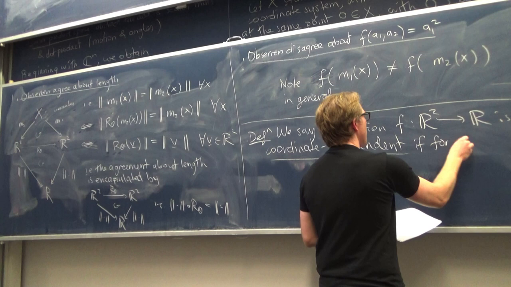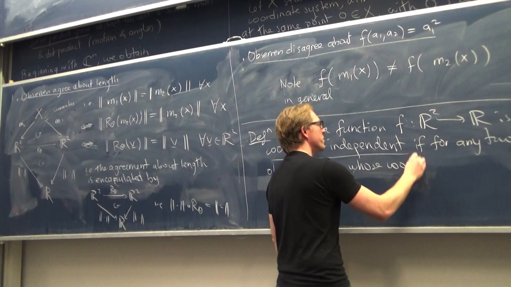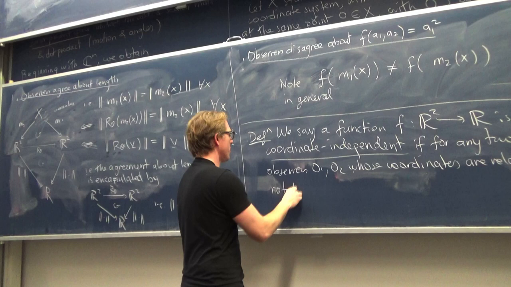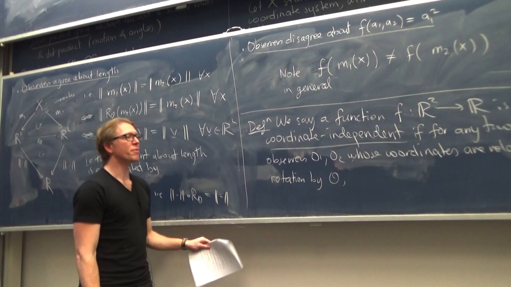is that for any two observers whose coordinate systems are related by a rotation, as we've discussed. It would be different if we were considering observers who were also translated from one another. That's also very interesting, and you come to basically the same conclusions. But for the moment, I'm just talking about rotations.